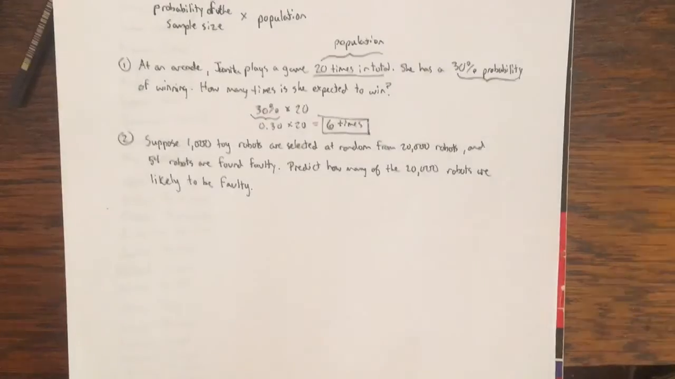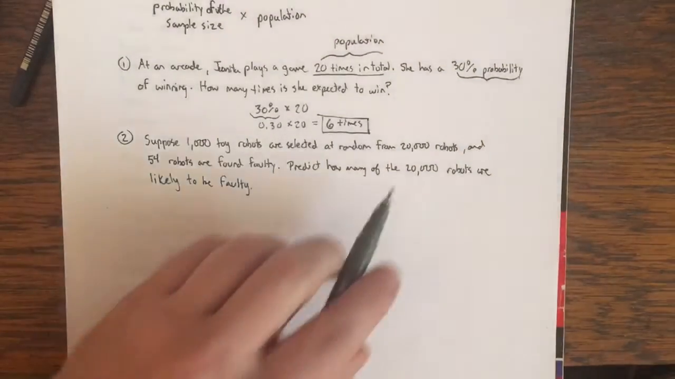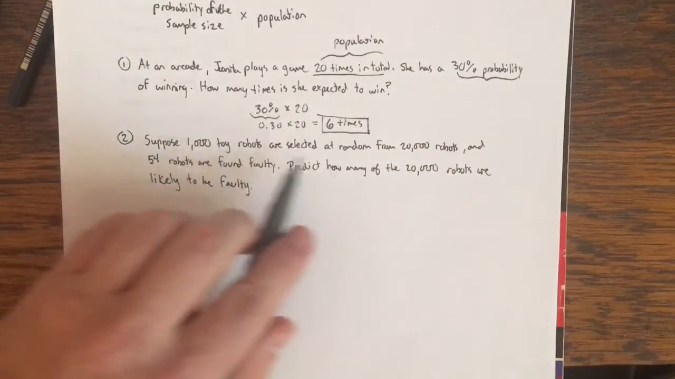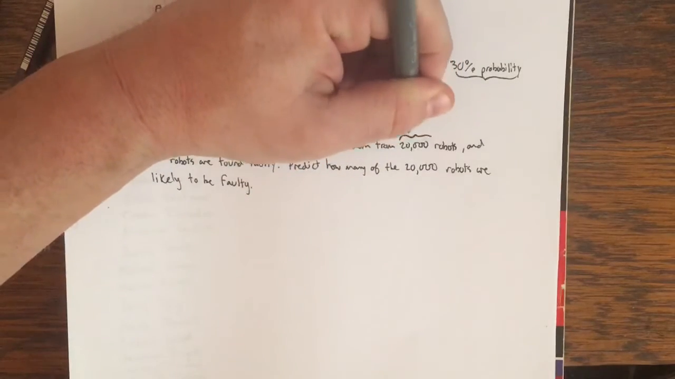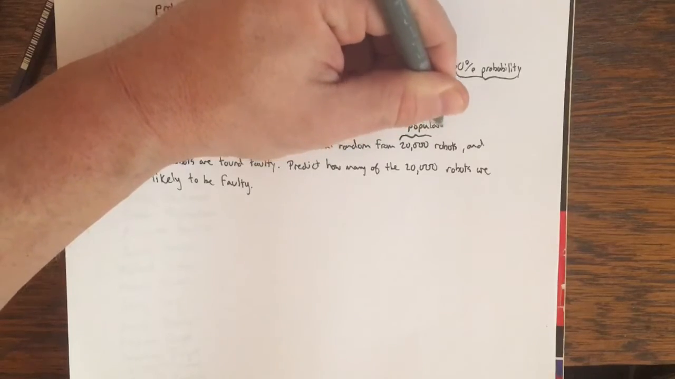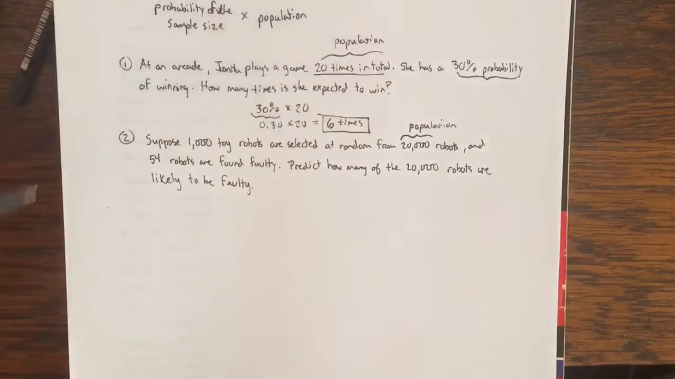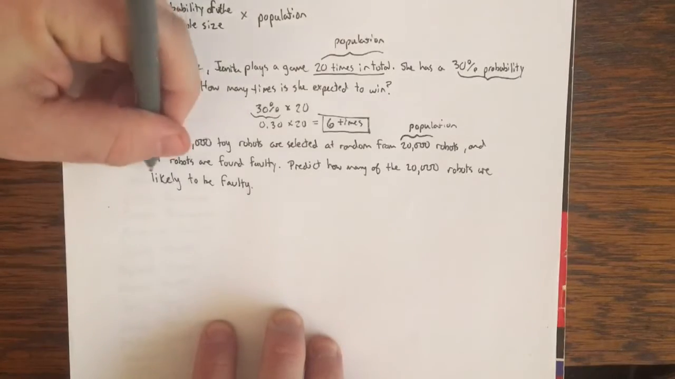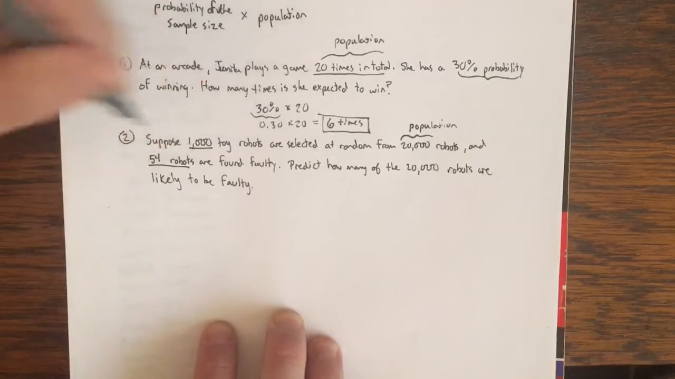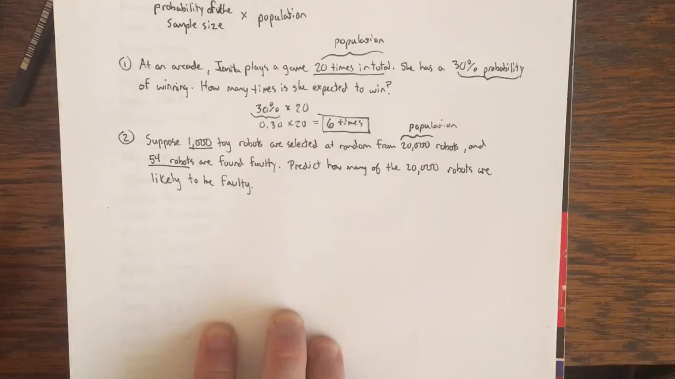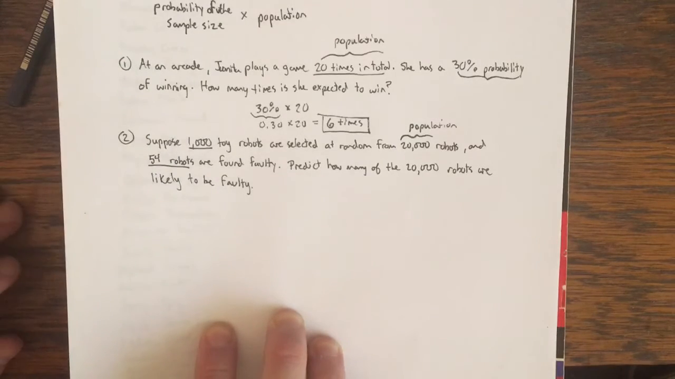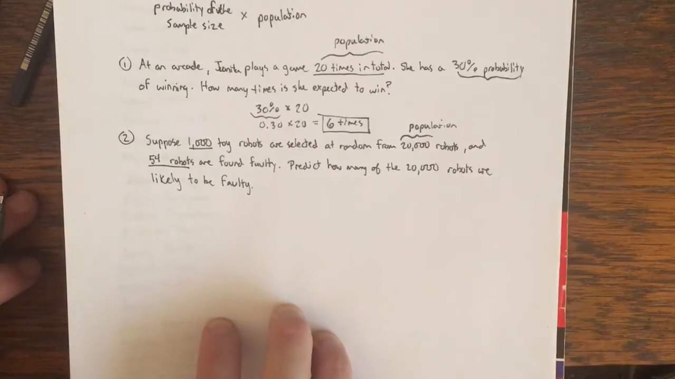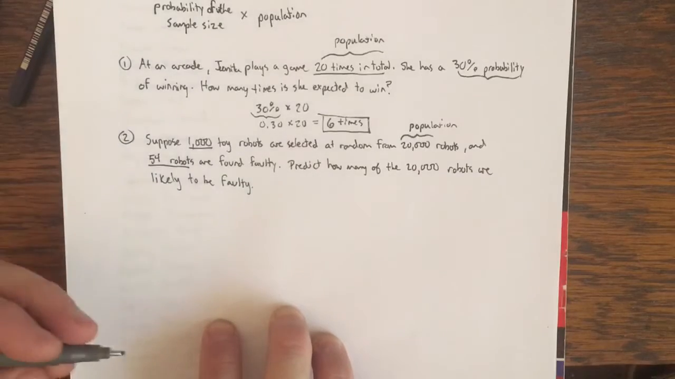So let's think about what we're dealing with here. So this is our sample that we're taking from the total population. So this number right here is our population size. And then we were told that 54 robots out of the 1,000 are found to be faulty. Well, guess what? When we make that comparison, that is the probability that a robot is likely to be found faulty.